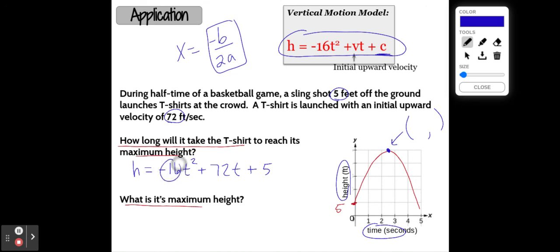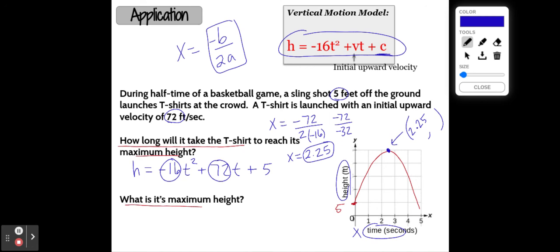Okay, so here's our a, here's our b. So we have x equals -b, so -72, over 2 times a, which is -16. So this is -72 divided by -32. You use your calculator to do that, and your calculator is going to tell you that x is equal to 2.25. Now remember that x is referring to the time. So at the maximum height, it's going to take 2.25 seconds to get there, which is very quick. This is a slingshot, right?